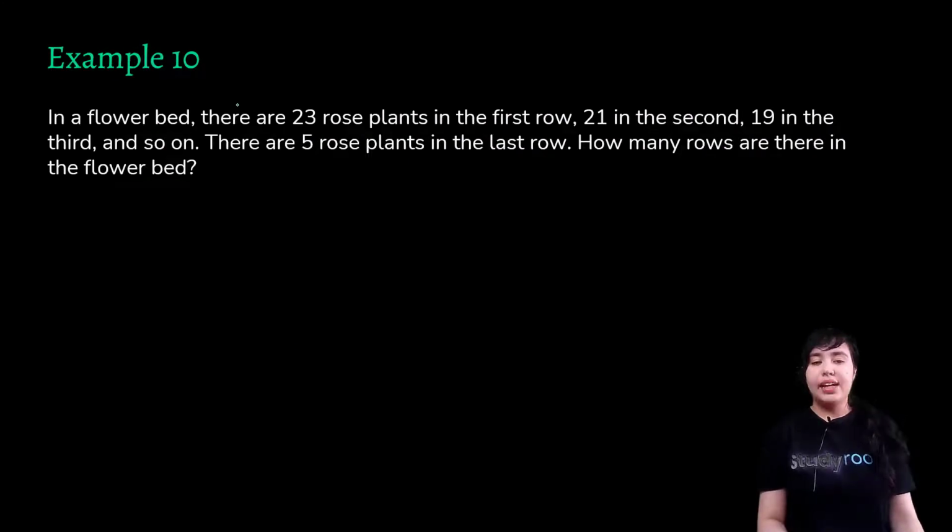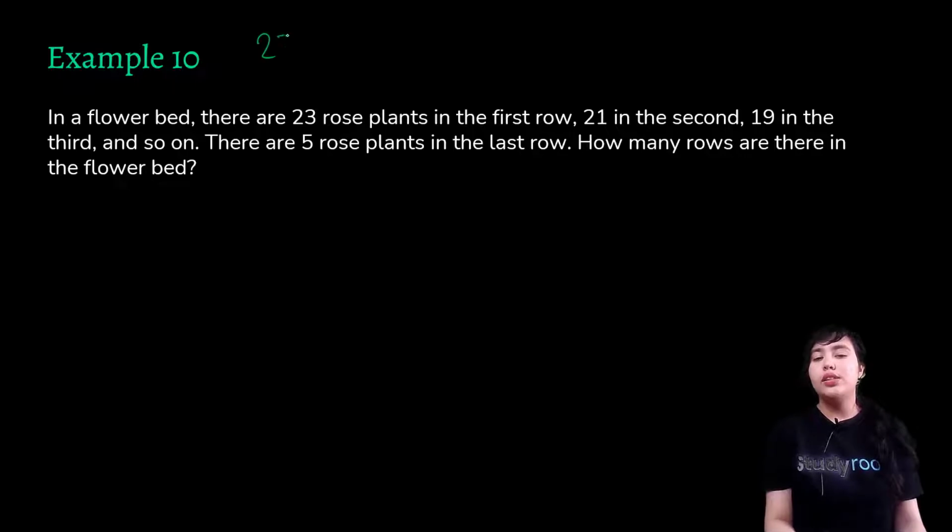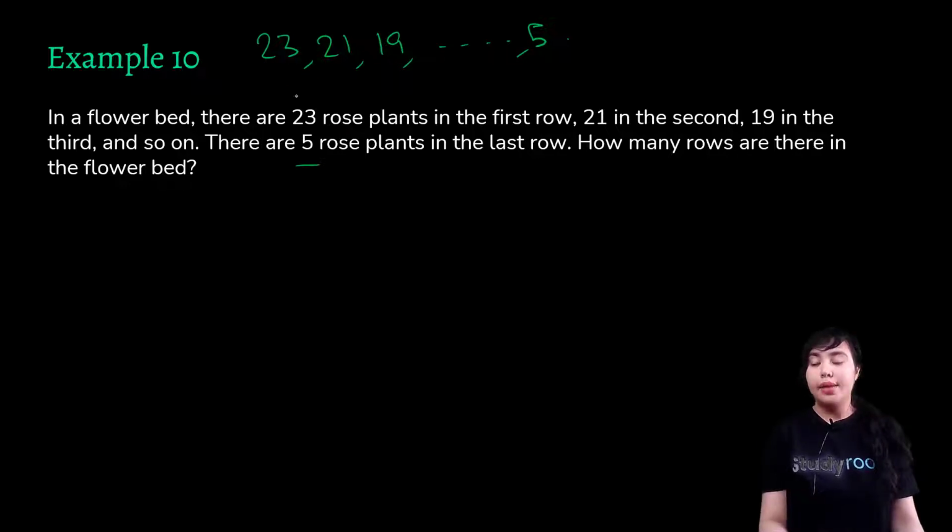Moving on to example 10. So here we are having a flower bed. In the first row there are 23 rose plants, then 21, 19, so on. And in the last row you are having 5 rose plants. So how many rows are there in the flower bed? So first let's see if these rows are in AP or not. So we see this difference.